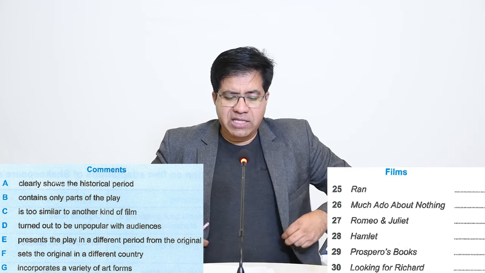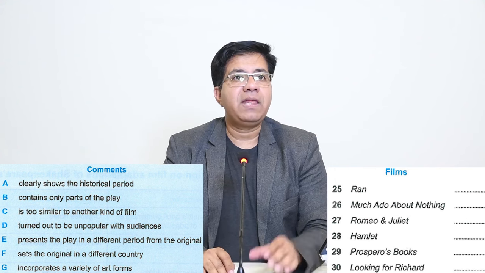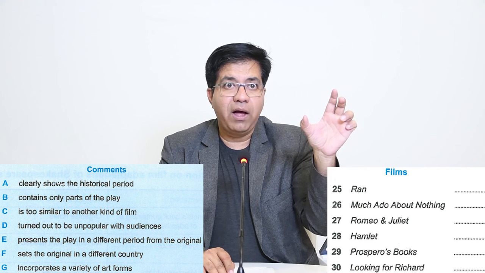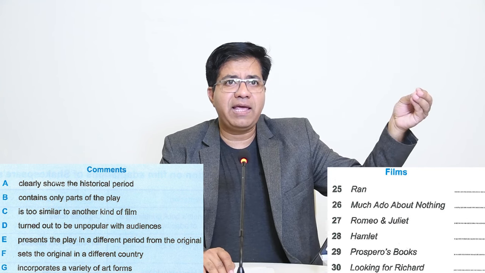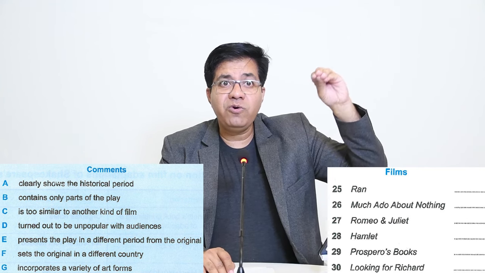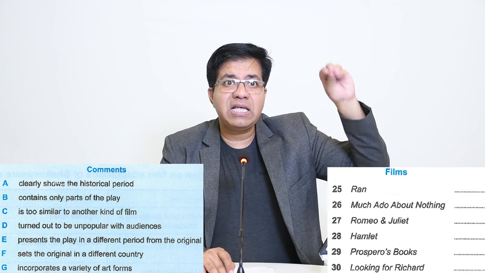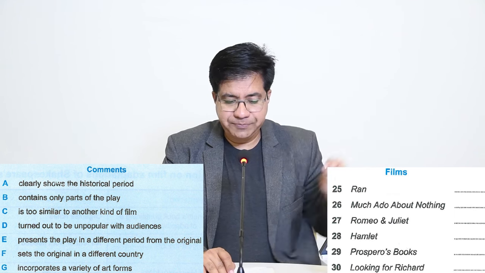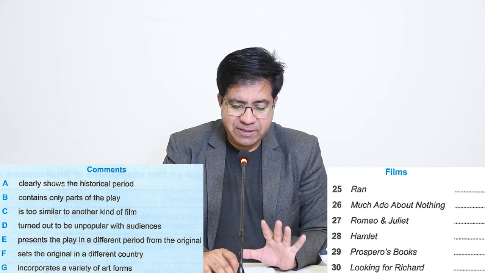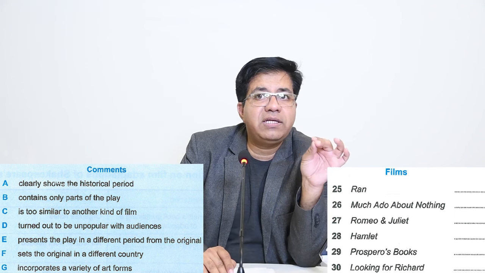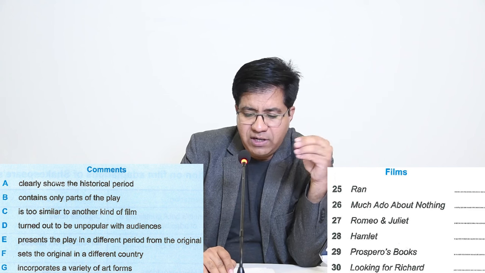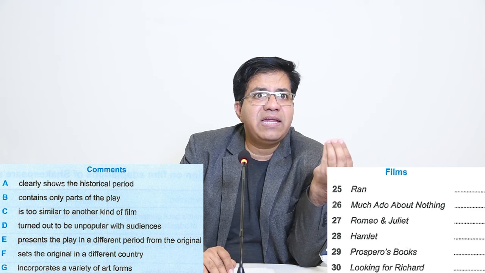Option B contains only parts of the play. Now listen, contains only parts of the play. Play means drama, right? Parts of the play. So for parts of the play, they may use the word, it includes few scenes from the real play. It includes few scenes. Now few scenes means parts of the play. Option C, similar to another kind of film. Now when they say similar to another kind of film, they might use the word, it's typical romantic movie.